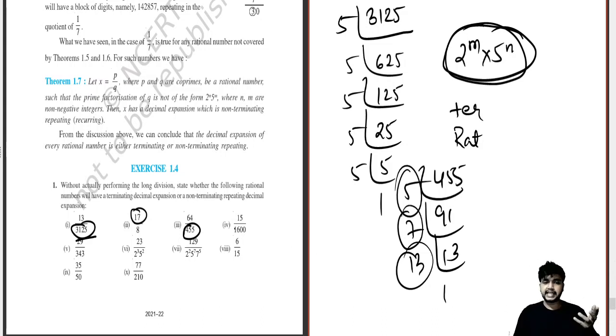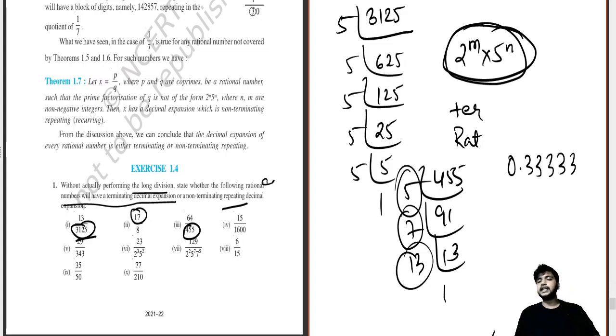Many of them would be saying repeating decimals or non-repeating decimals. Then we have to look over it. So the question says, without actually performing the long division, state whether the following rational numbers will have a terminating decimal expansion or a non-terminating repeating one. So non-terminating repeating, what do you mean by that? Is it repeating every time, or you can say each and every time, like this? If you get an answer like 0.33333, this is known as a non-terminating repeating decimal.